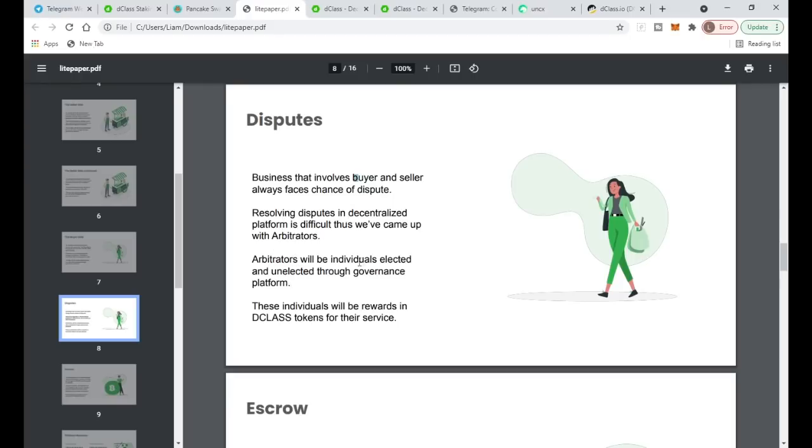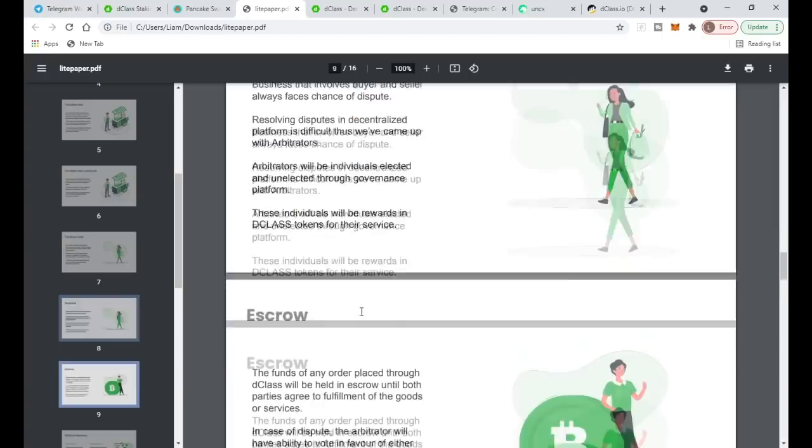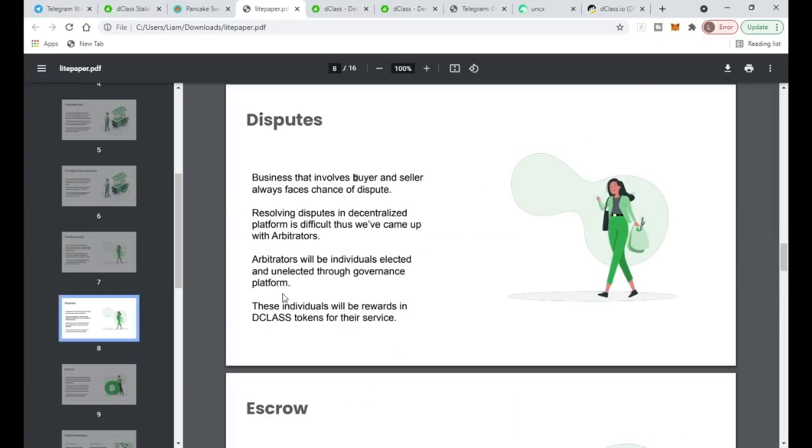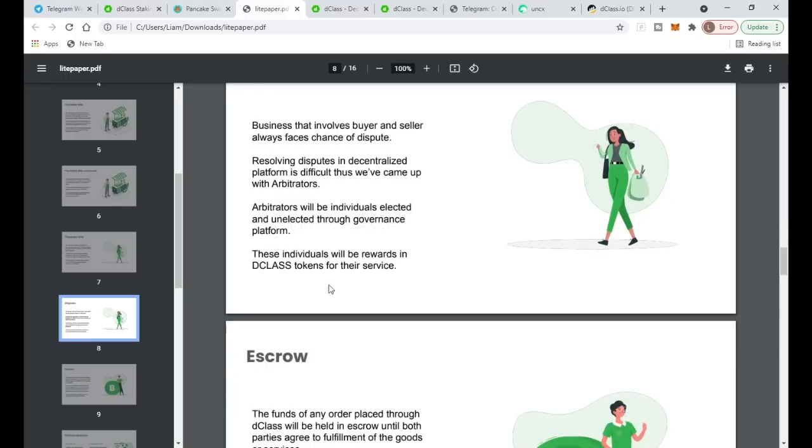Arbitrators will be individuals elected and unelected through the governance platform, and these individuals will be rewarded in dClass tokens for their service. So basically you can be part of the team, the customer service, which is really good because you'll get paid in their very own tokens. So if you guys are a bit hard on cash, you can end up being part of this and helping out with this project. You'll be voted in by the community.